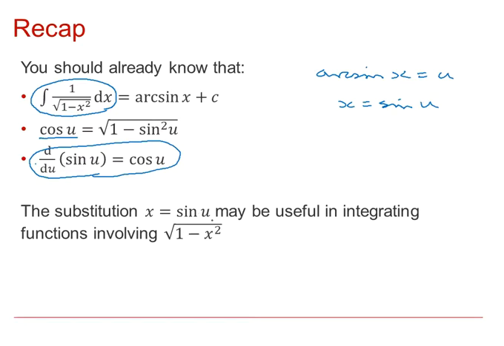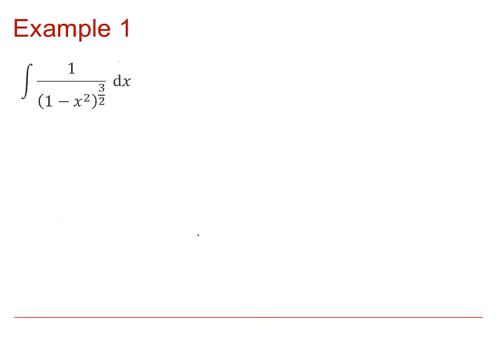This substitution of x equals sine u may be a useful way of approaching integrals which involve the square root of 1 minus x squared, as we will see in the next examples. So here we need to integrate this function with respect to x. The 1 minus x squared, particularly with that power a half, does suggest letting x equal sine u.